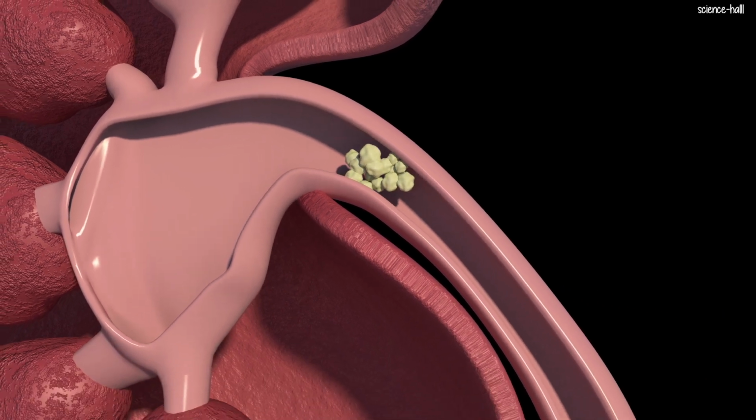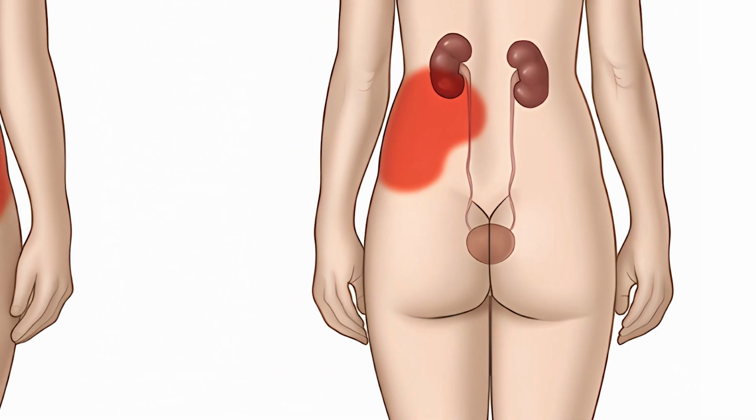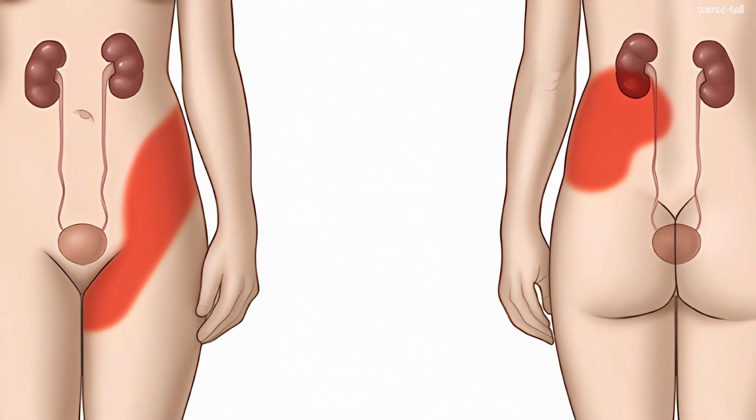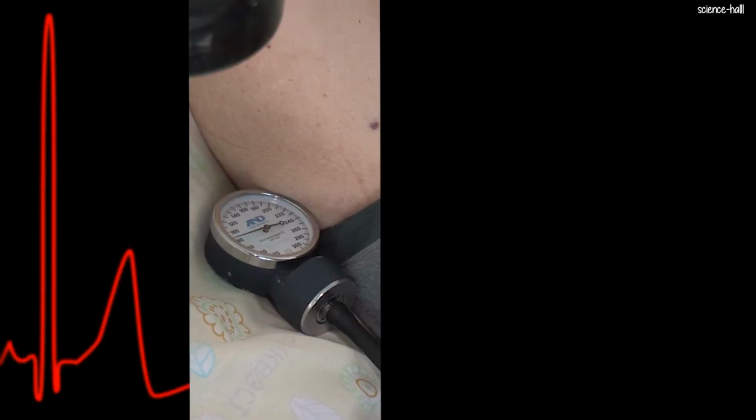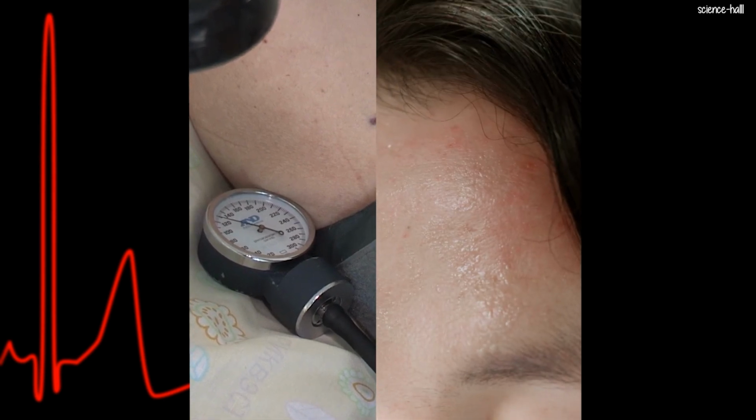If a stone travels from the kidney to the ureter and suddenly obstructs the passage of urine, the kidney swells, the ureter spasms, and severe pain occurs called renal colic. This begins as intense pain in the lower back, which descends down one side to the groin and even the genitals, and is characterized by not calming down in any position and is usually accompanied by an increase in heart rate, elevation of blood pressure, cold sweating, and vomiting.